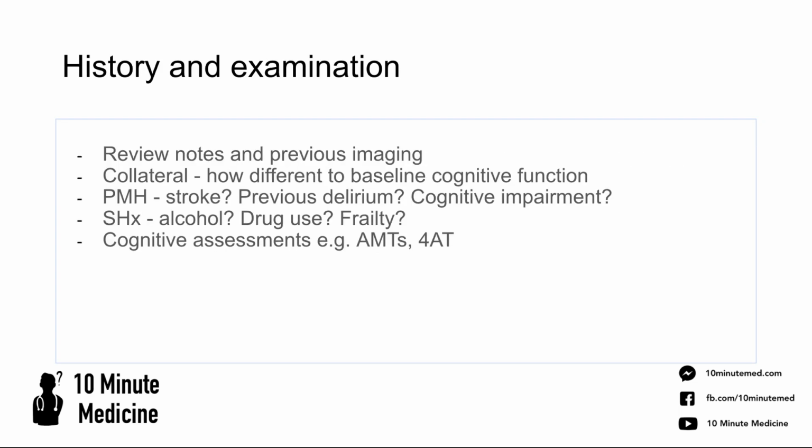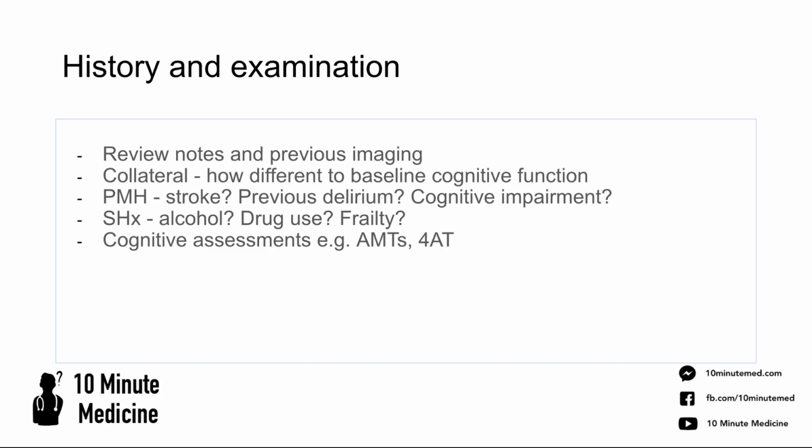So how do we assess delirium? Firstly, look at the notes from the patient and look at their previous imaging. If you can, gather a collateral from their family members or next of kin or someone that knows them well to find out what their baseline cognitive function is like. It could be that you've been escalated that someone's delirious, but they might be like that normally and they actually have dementia. Look at their past medical history. Have they had a stroke, previous delirium, or cognitive impairment, perhaps diagnosed in the community by the GP?